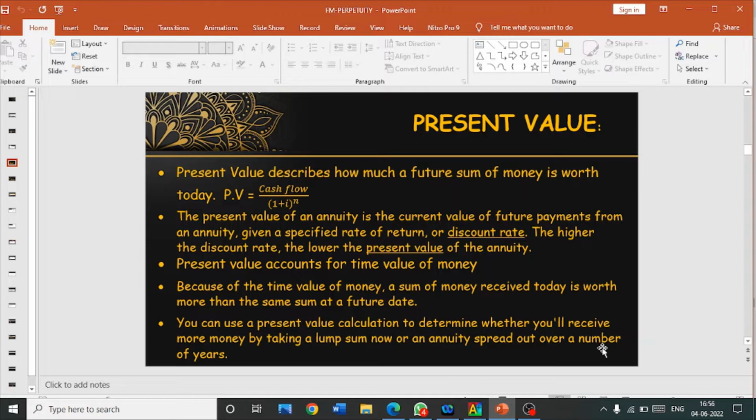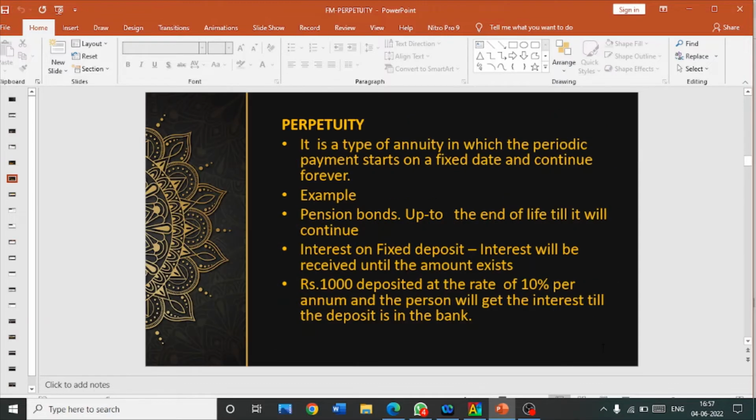It's just a calculation. Because of the time value of money, a sum of money received today is worth more than the same sum at a future value, because the worth will be more when you get it in the present. So this is how they explain the present value.